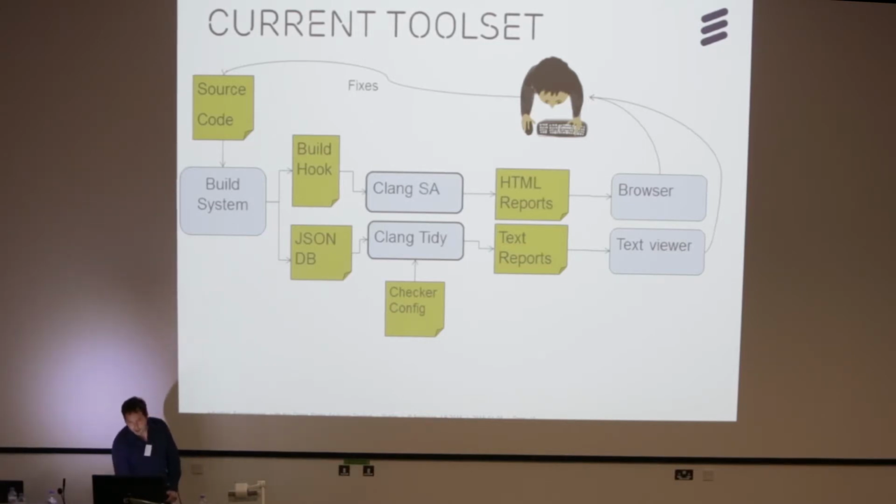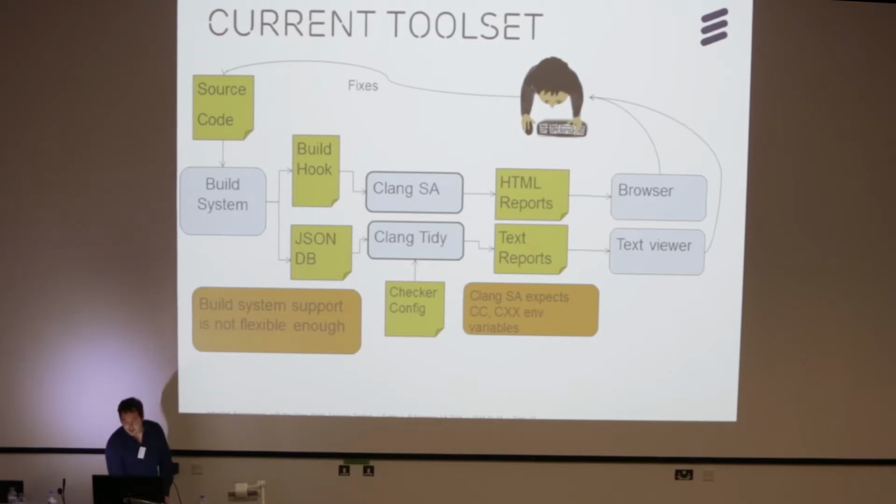However, the two tools have two different input formats. The Clang static analyzer uses the scan-build Python script, and it needs the CC and CXX environment variables to be overridden.